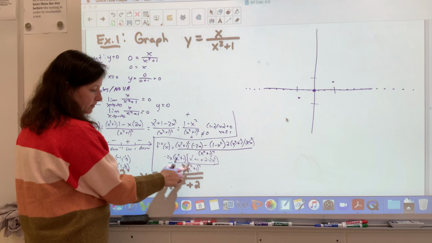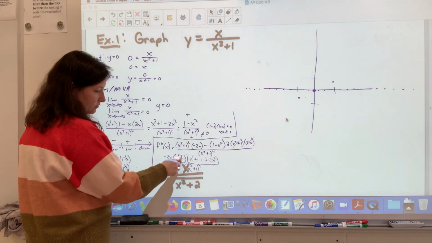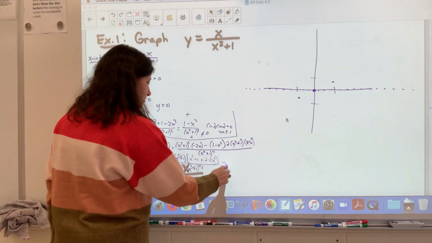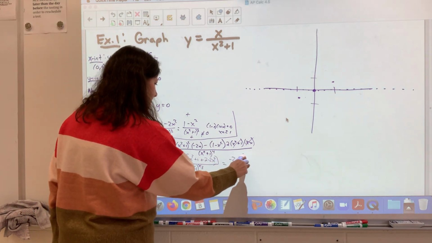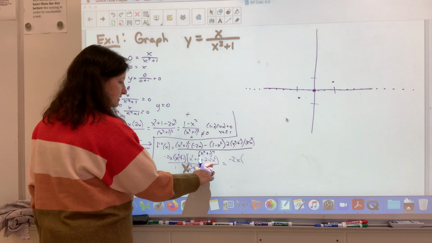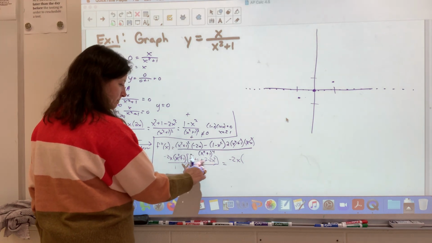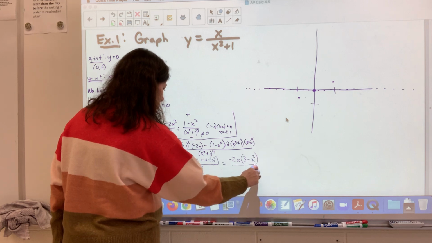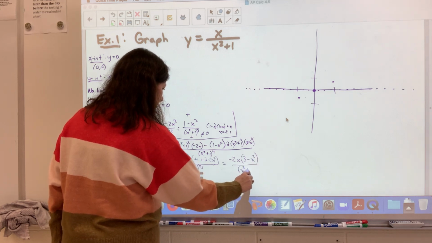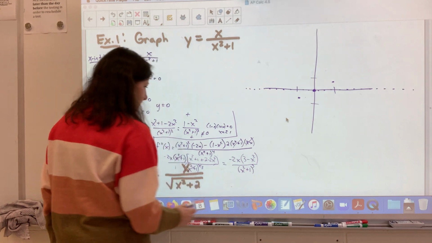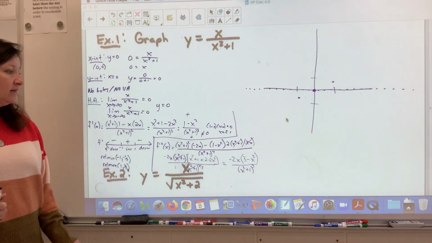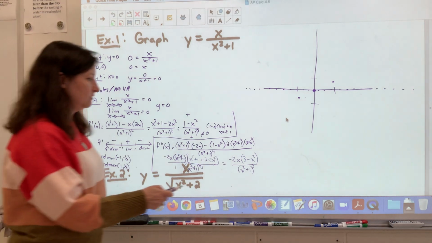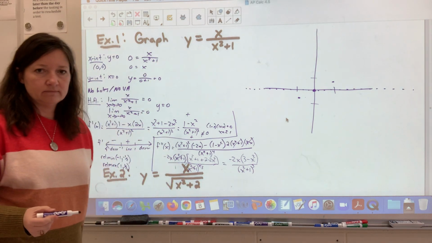What's going to happen with x squared plus 1 and x squared plus 1? They cancel. And that leaves a cube. So we end up with negative 2x times x squared minus 2x squared, and 1 plus 2 makes 3 minus x squared over the denominator cube. Okay, so now we've got to find our second derivative where it equals 0 or is undefined. Will the bottom ever equal 0?